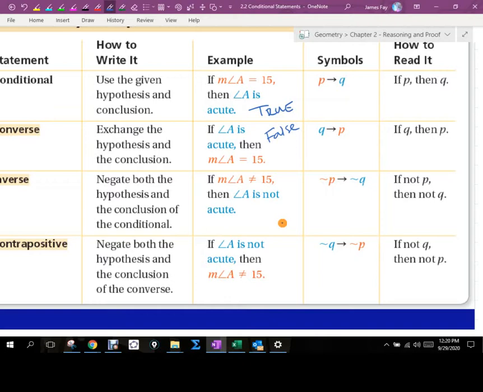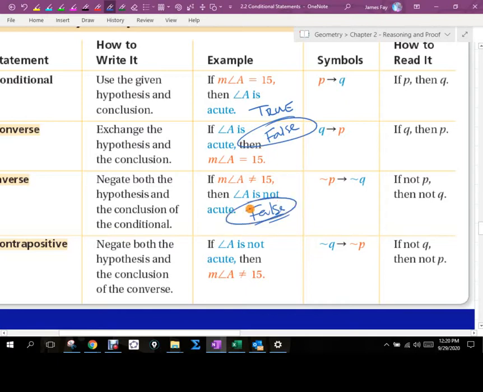So here we've got if measure of angle A does not equal 15 degrees, then angle A is not acute. If I told you, close your eyes, and I put an angle in front of you, and I tell you that angle is not 15 degrees, can you automatically tell me it's not an acute angle? No. If it's not 15 degrees, it could be 16. And if it's 16, it's still acute, which they're saying it had to be not acute. So there's a counterexample to this. Now, if your goal was just to determine whether it was false or true, you already knew the converse was false, and the converse and the inverse are always logically equivalent.